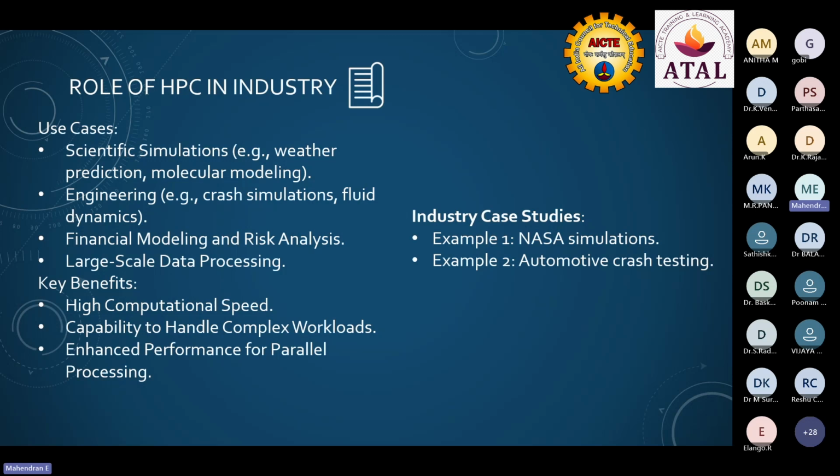And the main benefits are high computation speed. We have flops, petaflops, teraflops like that. It can handle complex workloads, and the performance will be parallel. These are the main two use cases: NASA simulation and automotive. The automotive crash test is by the Ford car company, and then the NASA simulation.